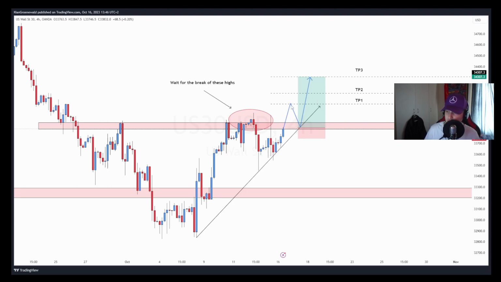The way I identified my TPs was just looking left. As you can see, there's a high over there, so it aligns nicely with TP1. That will be TP1. And then TP2, as you can see, there's another high over there, so that will be TP2.